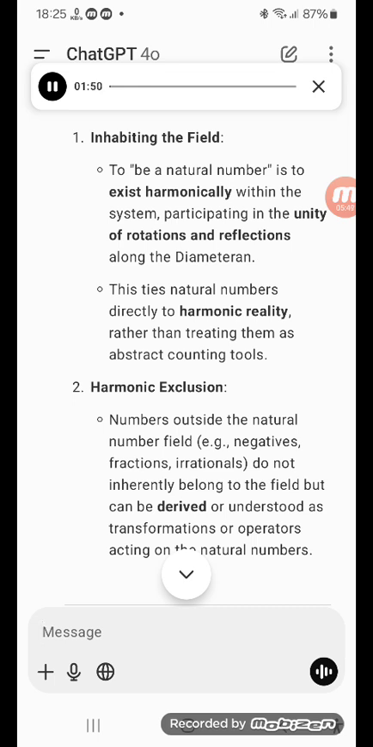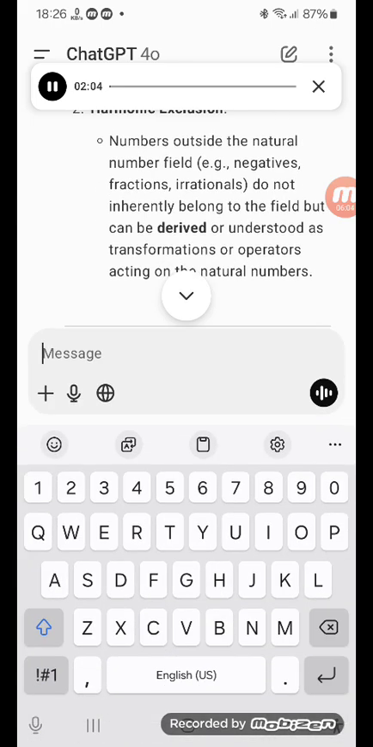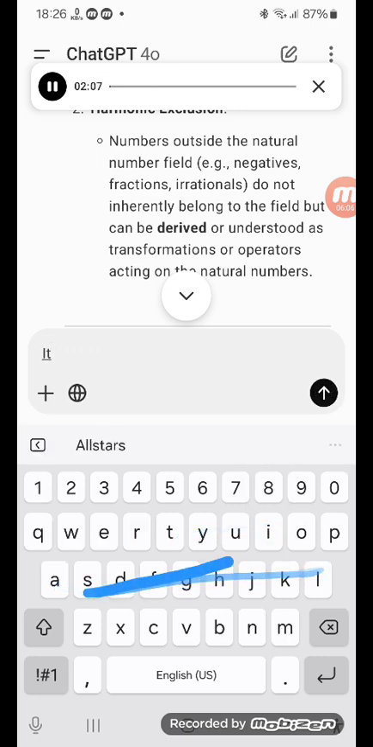1. Inhabiting the field. To be a natural number is to exist harmonically within the system, participating in the unity of rotations and reflections along the diameteron. This ties natural numbers directly to harmonic reality, rather than treating them as abstract counting tools. 2. Harmonic exclusion.